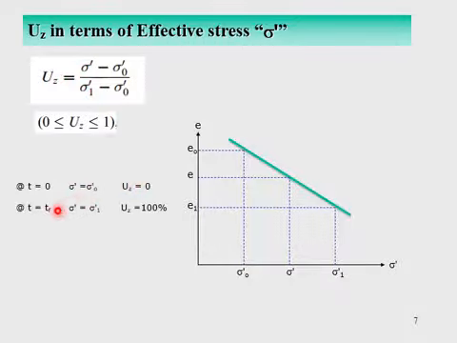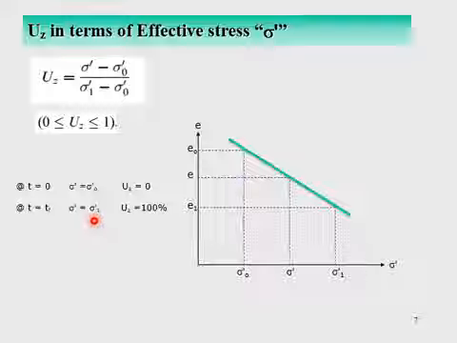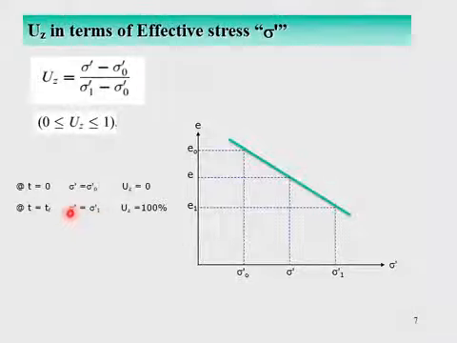Similarly, at t equal to tf, sigma prime would take the value of sigma 1 prime, because with time the effective stress increases till it reaches the final effective stress value. If you put sigma prime equal to sigma 1 prime here, you see both would cancel and Uz would be equal to 100%. So first we represented Uz in terms of void ratio, and then we represented Uz in terms of effective stress. Again, Uz value varies from 0 to 1.